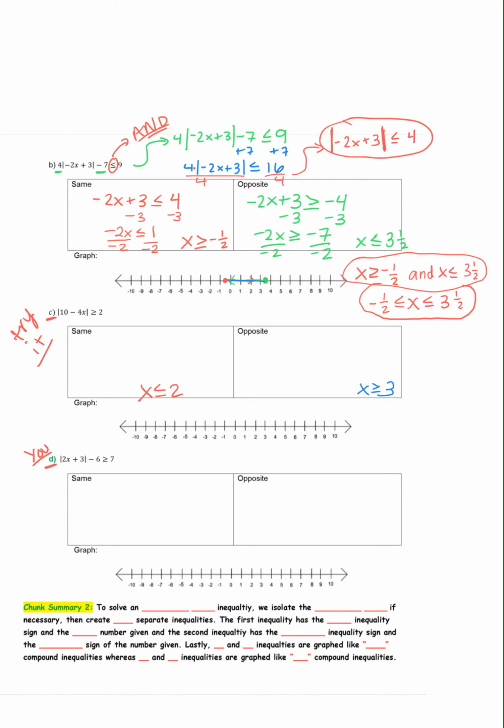Okay, I'm back. I got x is less than or equal to 2 for the same side, and x is greater than or equal to 3 for the opposite side. Then you need to try graphing it. One last hint, that is greater than, so you should have an or statement.